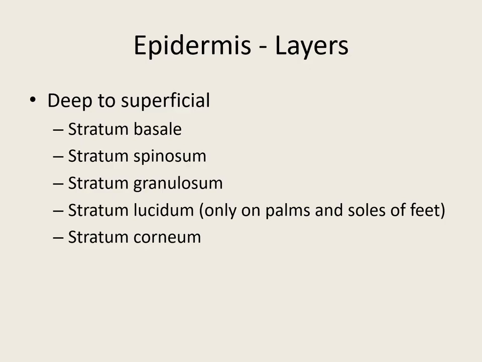So what are these layers? Starting at the deepest one is the stratum basale. Then you have the stratum spinosum, then the stratum granulosum. Then you have the stratum lucidum. That is the 5th layer that's only found in the palms of your hands and the soles of your feet. And then the outermost or most superficial layer is the stratum corneum.